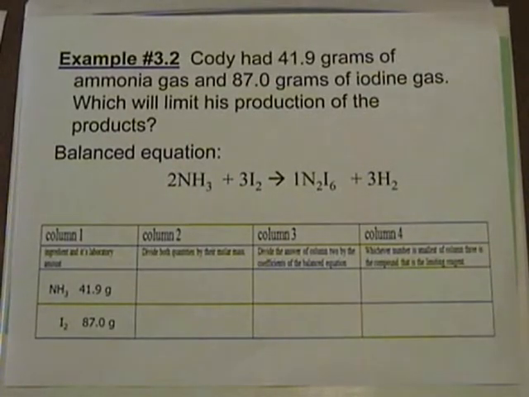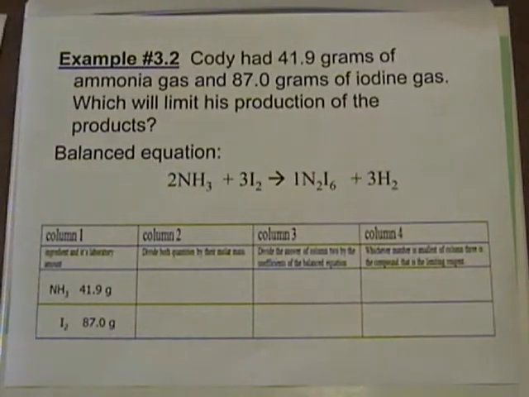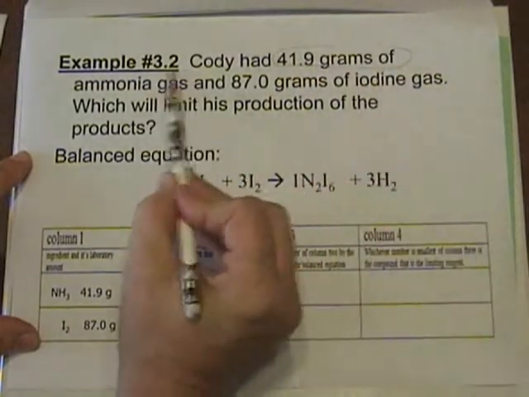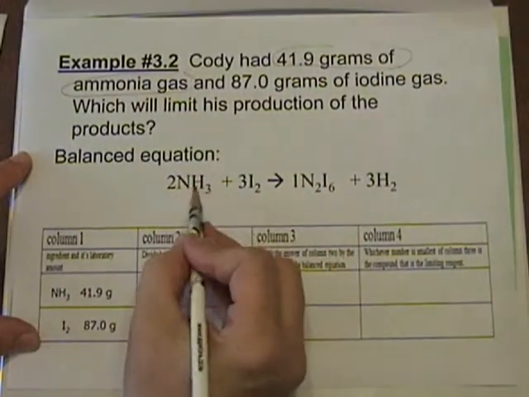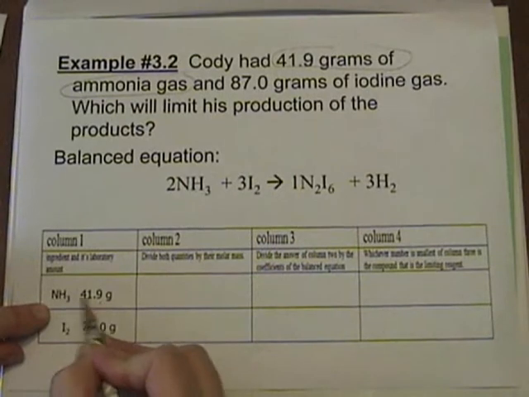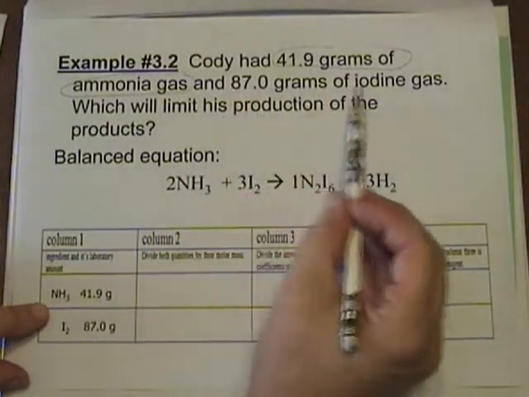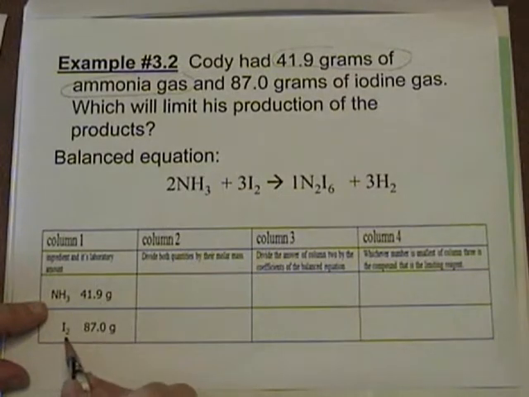Okay, example 3.2 is located on page 3 of your PowerPoint notes, and it's just doing the same thing that we did previously. It's just another example. So we can look at 41.9 grams of ammonia gas. That's our first ingredient. Okay, so it's 41.9 of NH3, and the other reactant has 87 grams of iodine gas.